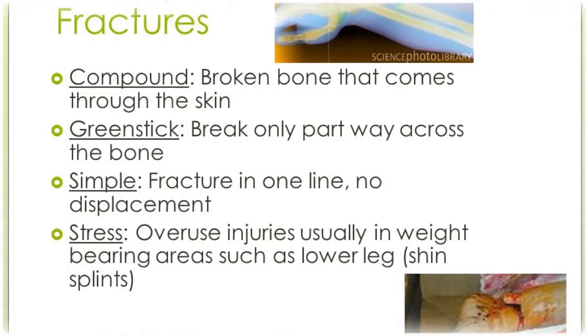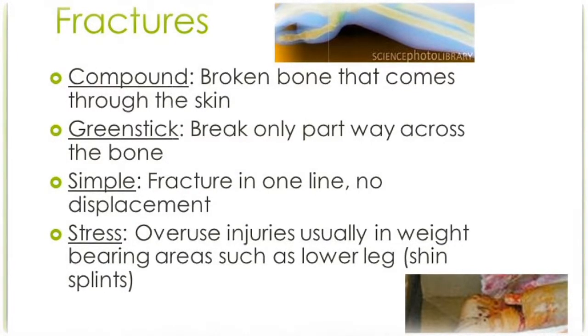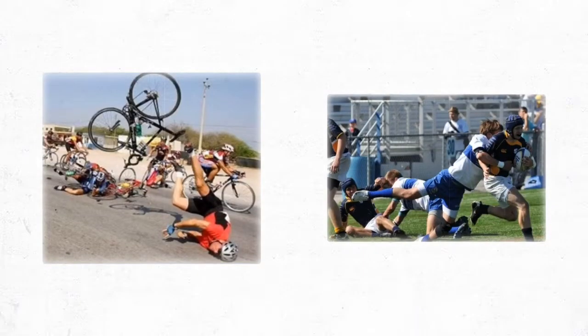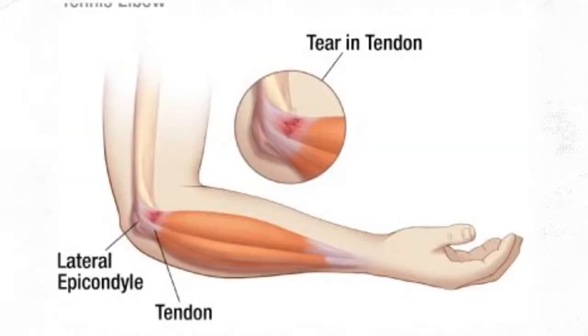The symptoms of a fracture include pain, bruising, misshapen limb and swelling. Now apply your knowledge. Can you give an example of how a fracture might occur in these 2 activities?